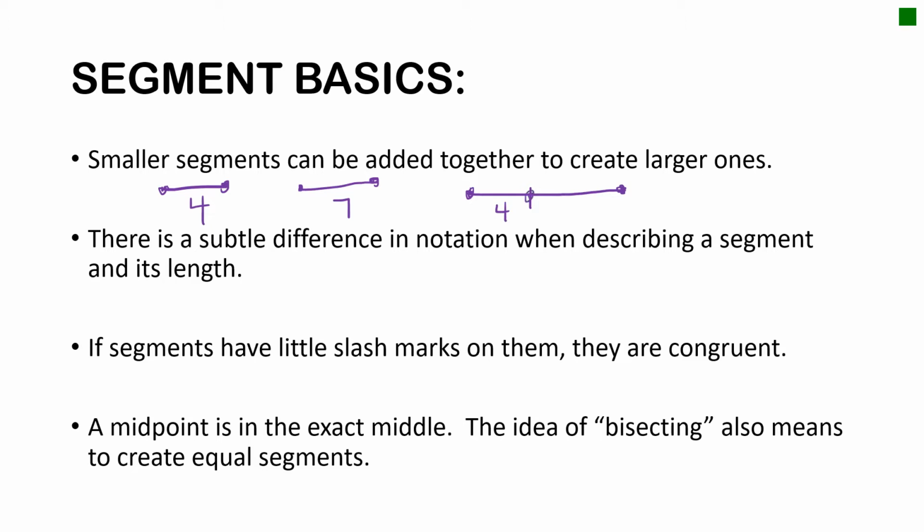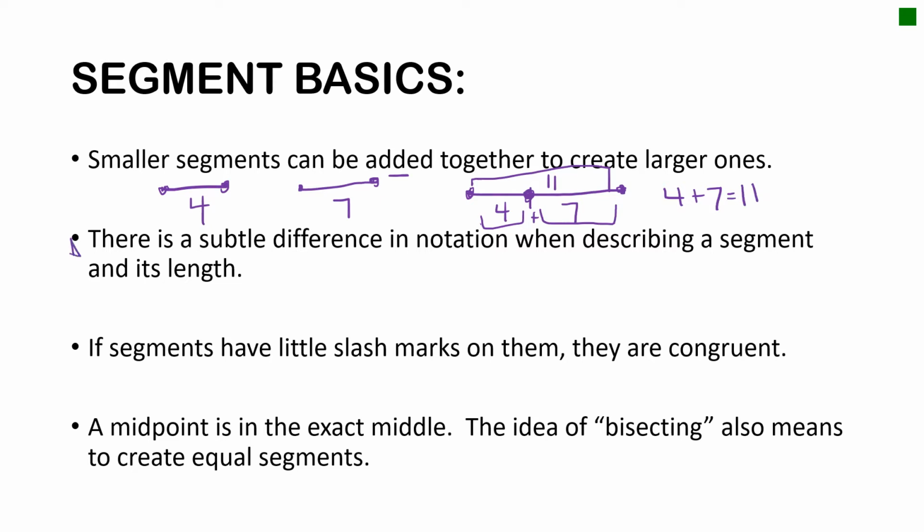Oops, this one's 4, sorry, I meant that to be a dot. And this one's 7. That's saying that I now know that this entire segment right here is 11, because I took 4, the first segment, and added it to the second segment to get 11. 4 plus 7 equals 11.